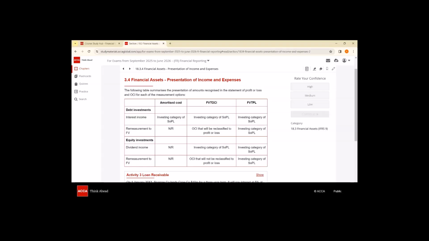Please keep this in mind, especially for the objective test questions in this section A and section B of your exam. Whereas in case of fair value through P&L, it is straightforward. Any kind of dividend income and the remeasurement to fair value is going to go to investing part of the statement of profit or loss.